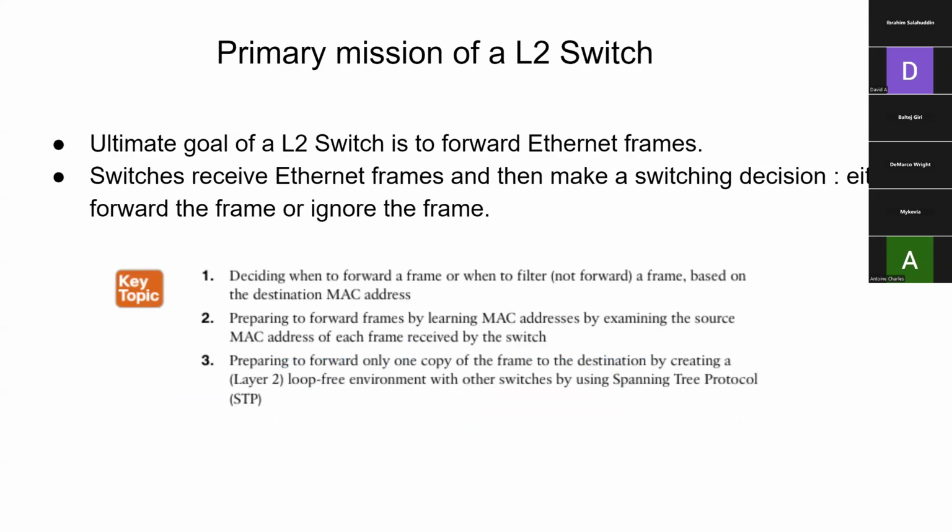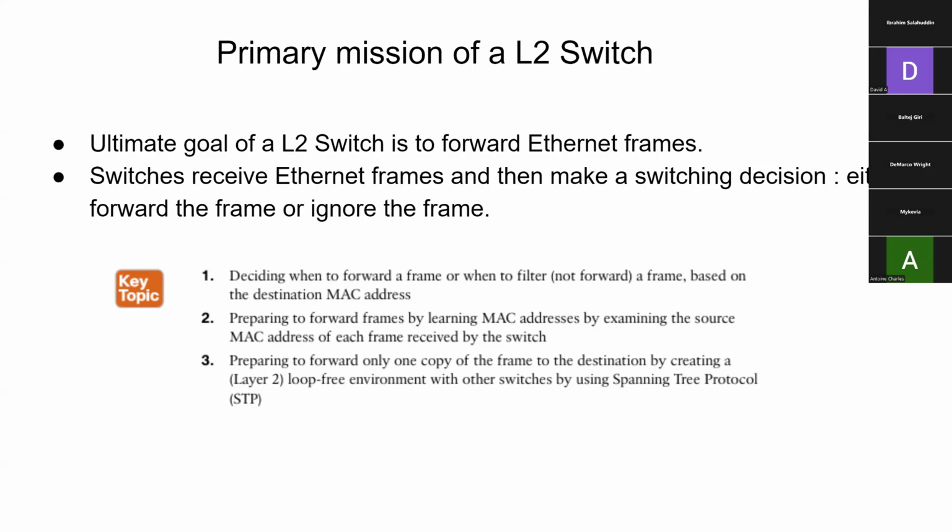Now let's take a look at the primary mission of a layer 2 switch, because soon we're going to be going into spanning tree. So let's figure out how these switches work. The ultimate goal of a layer 2 switch is to forward Ethernet frames, right? Switches receive Ethernet frames and then they make a switching decision. They'll either forward the frame or they'll ignore the frame.